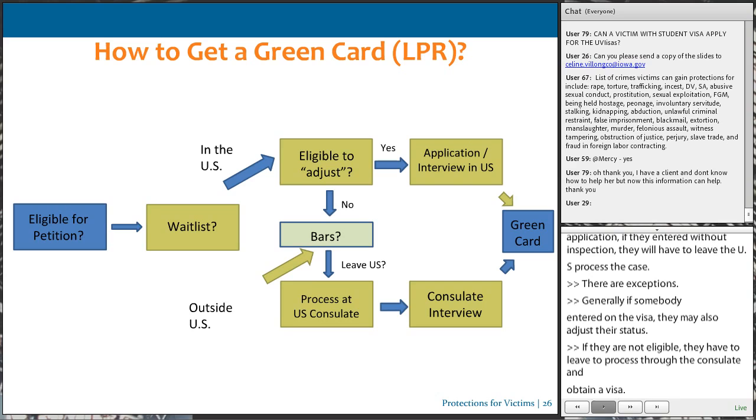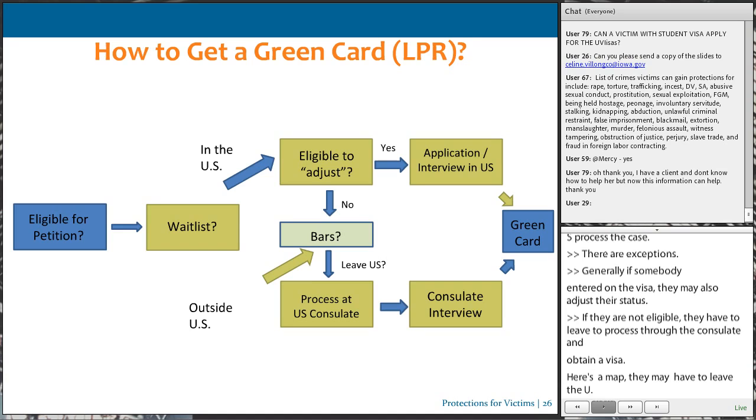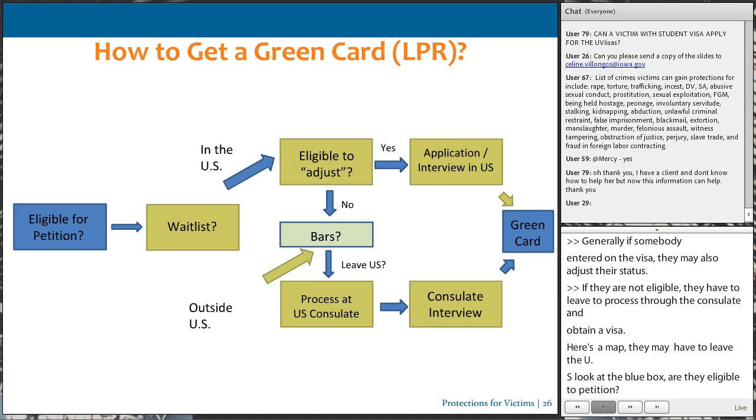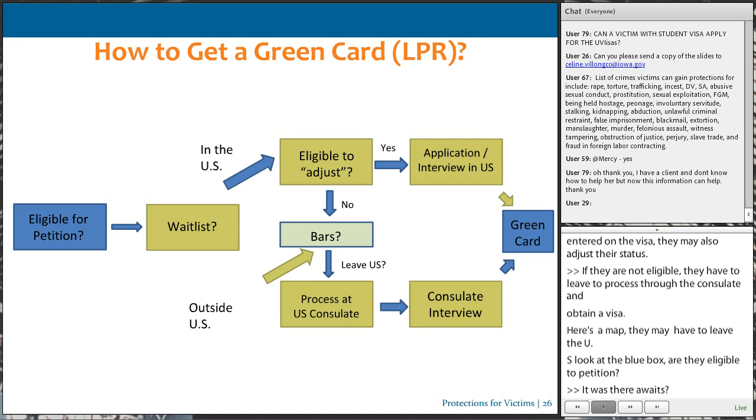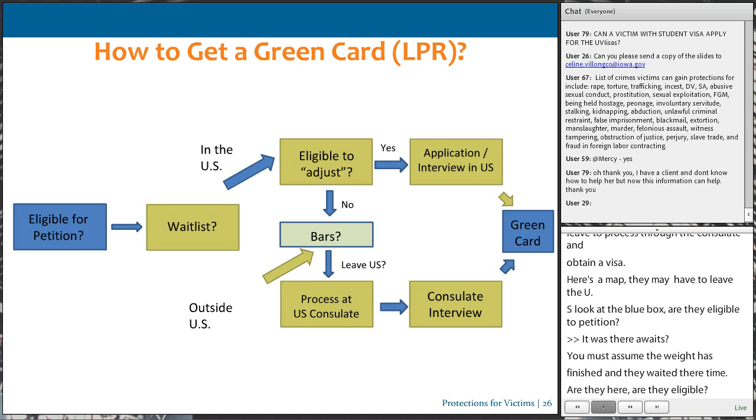So if you look at the blue box, are they eligible to petition? Yes. Let's assume they are. Was there a wait? Let's assume that the wait is finished and they've waited their 3 years, their 5 years, whatever. If they're in the United States, are they eligible to adjust status? Yes, if they are, they can do their interview here and then they can get a green card. But if they're not eligible to adjust status, they have, if they're in the U.S.